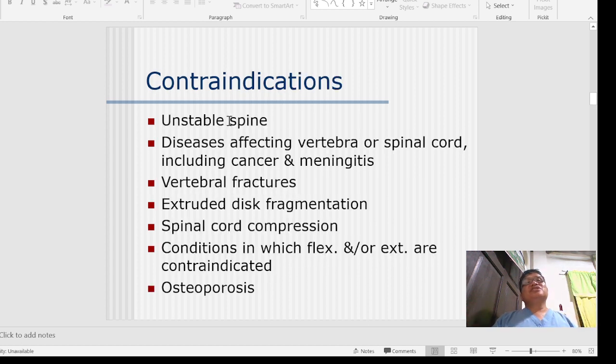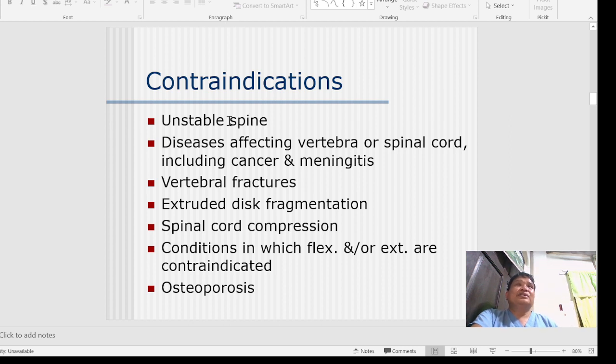So, contraindications. These are conditions which lead to discontinuation of the traction. What are these conditions? You have an unstable spine affecting the vertebral body or spinal cord, including cancer and meningitis. Usually when there is cancer, especially in the bone, it usually eats the vertebra. So if you pull, there is a tendency to collapse. Vertebral fractures, extruded disc fragmentation, spinal cord compression, conditions in which flexion or extension are contraindicated, and osteoporosis.